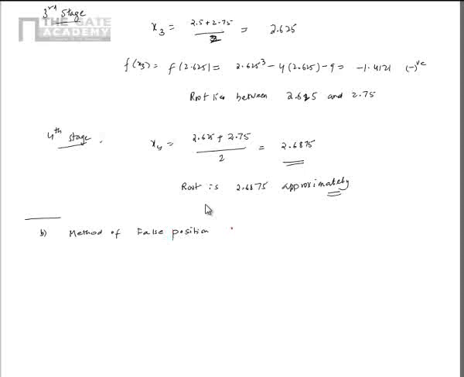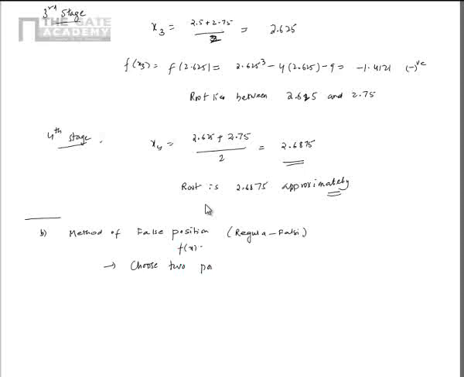Method of false position, and sometimes it is called the regula falsi method. Okay, regula falsi method, and this is one of the oldest methods for finding a real root of f of x equal to 0. So how this method works is, it basically works by choosing 2 points.